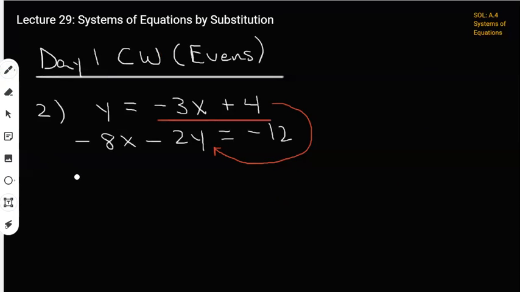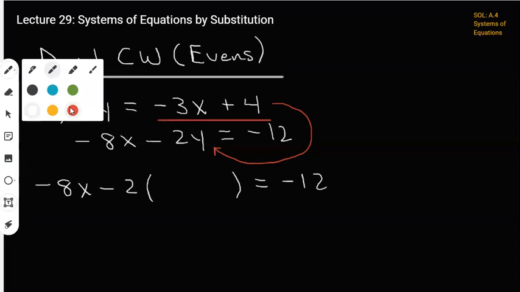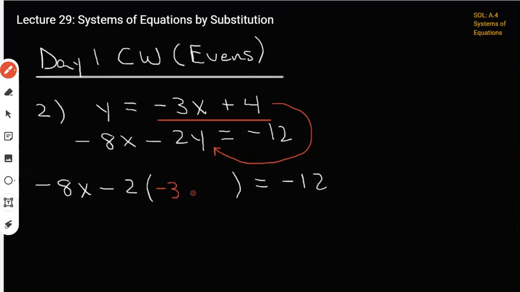Okay, so we're only working with the bottom equation, not the top. So the bottom equation is negative 8x minus 2y. But instead of writing y, what I'm going to do is I'm going to write a parentheses. And it's going to be set equal to negative 12, just like the bottom equation is. And inside the parentheses, I'm going to put the negative 3x plus 4. So what I did here is I kept everything about the bottom equation the same, except for this y right here. We're replacing the y with negative 3x plus 4 in red. And the reason why I can do this is because y is equal to negative 3x plus 4.